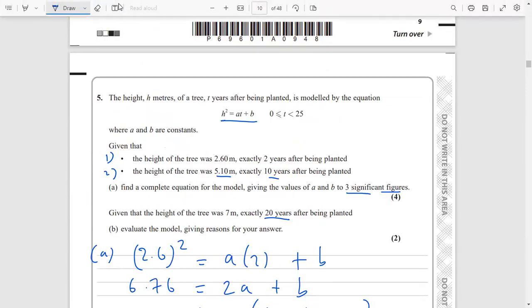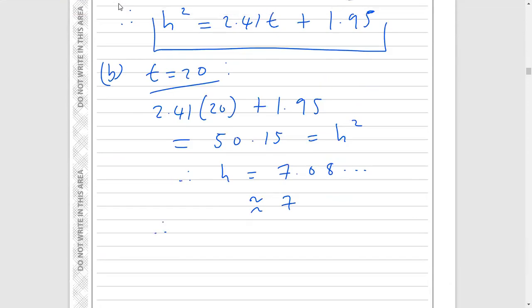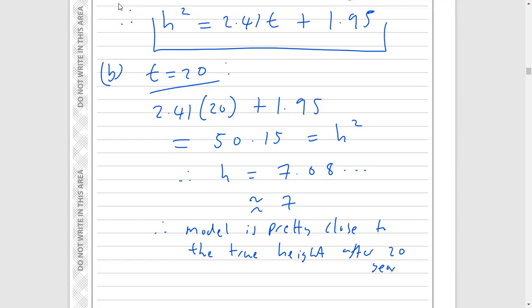Now it says here, so given that the height was exactly 7 meters, evaluate the model. So I would say with this one, that's a pretty good model. So therefore, the model is pretty close to the true height. So the true height after 20 years. So it seems like a good model because we are getting a very similar thing to what we wanted to get.